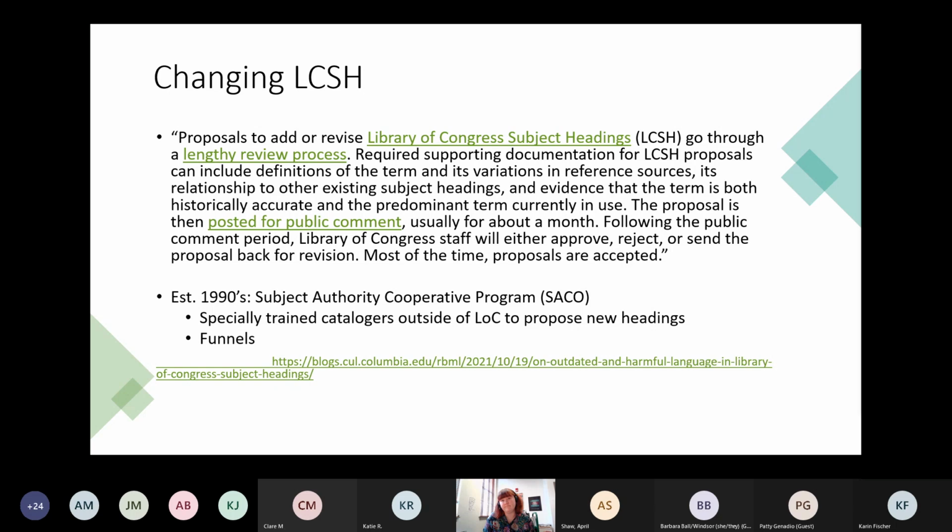There's a good blog here at the end of this slide, and throughout the slide there are plenty of links, and I think most of them are also on the syllabus, which will all be on Niche Academy.